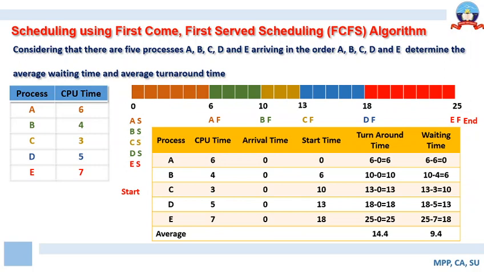A completes its execution by 6, B completes its execution by 10, C completes its execution by 13, D completes its execution by 18 and E completes its execution by 25. So this is a very neat Gantt representation of the way the various processes A, B, C, D and E are scheduled. This is what the first come first serve scheduling algorithm is all about, and the manner in which it schedules the various tasks.